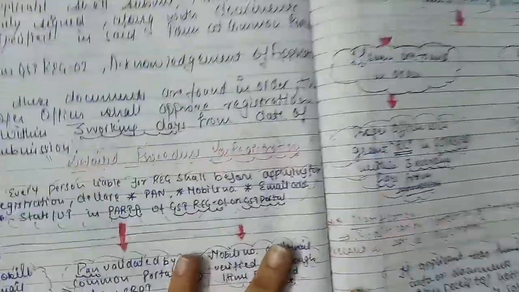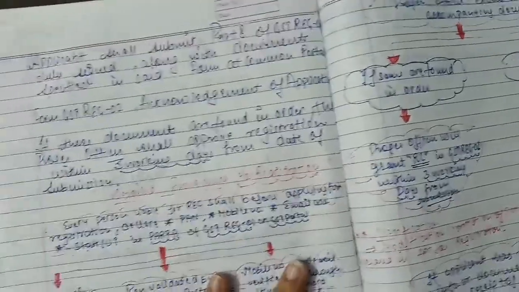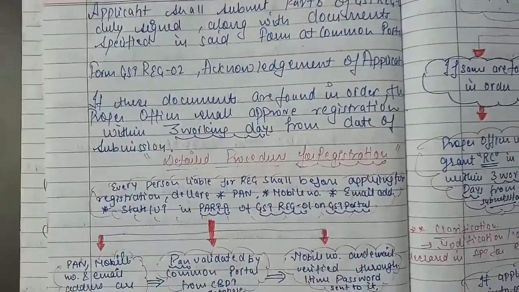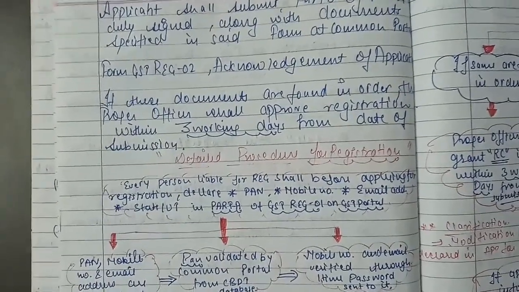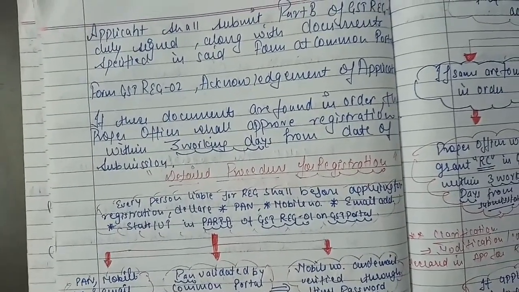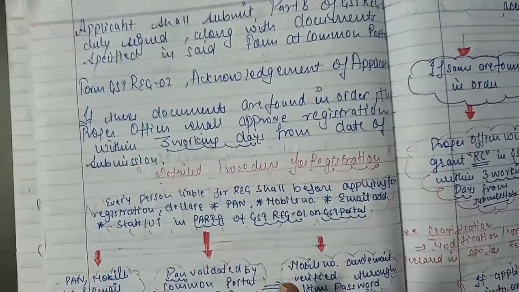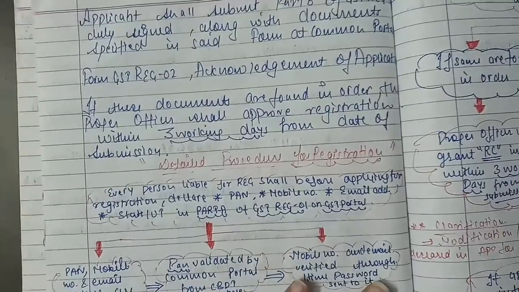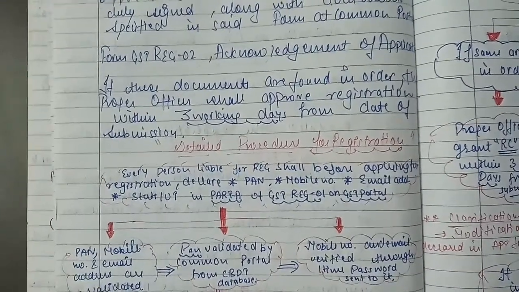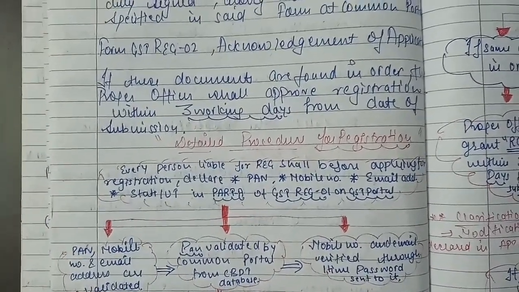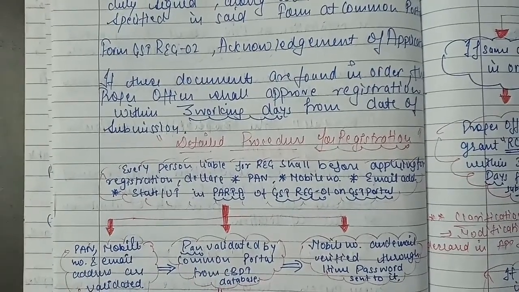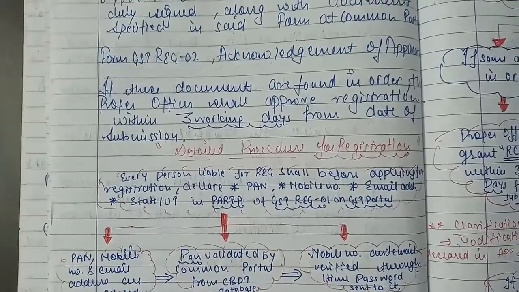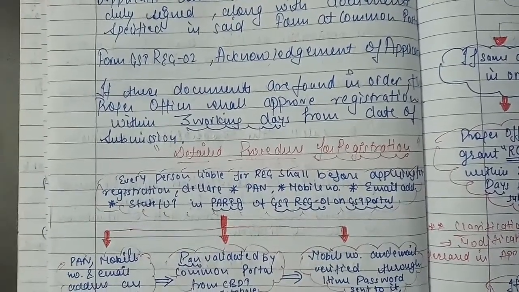An applicant shall submit Part B of GST REG 01 duly signed along with documents specified in the said form at the common portal, that is www.gst.gov.in, and form GST REG 02, that is the acknowledgement of application. And if these documents are found in order, the proper officer shall approve the registration within 3 working days from the date of submission.